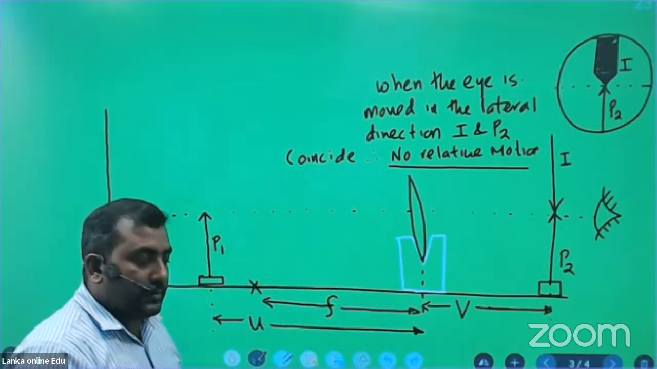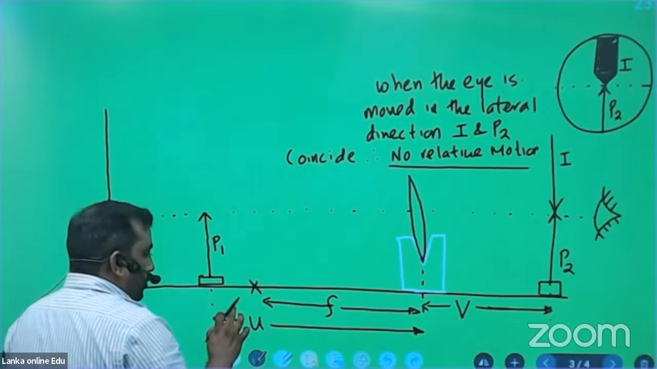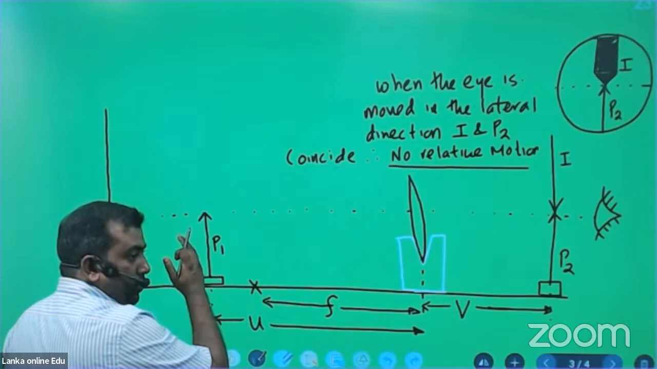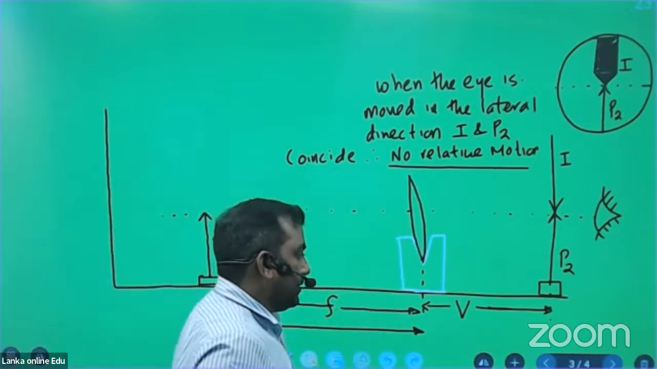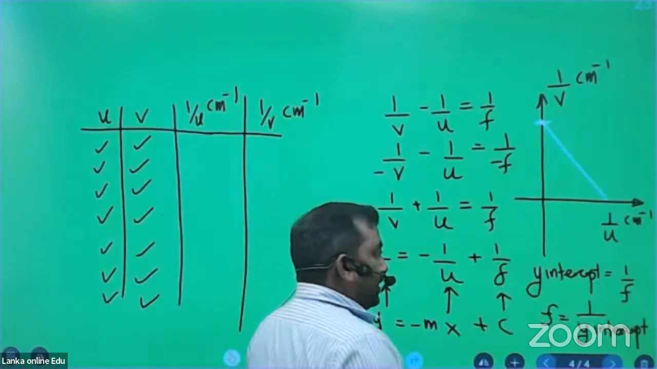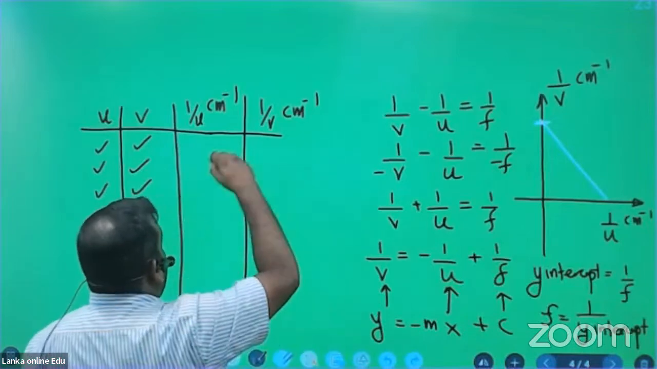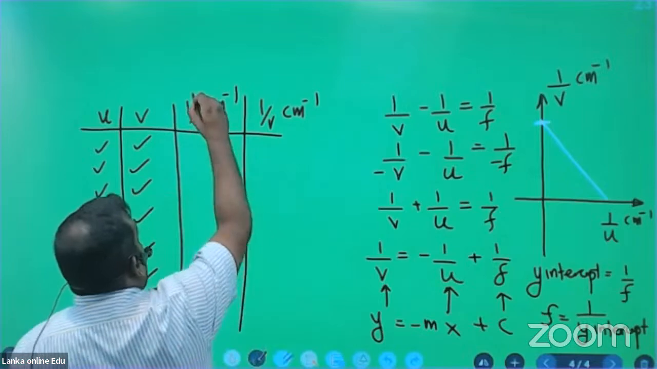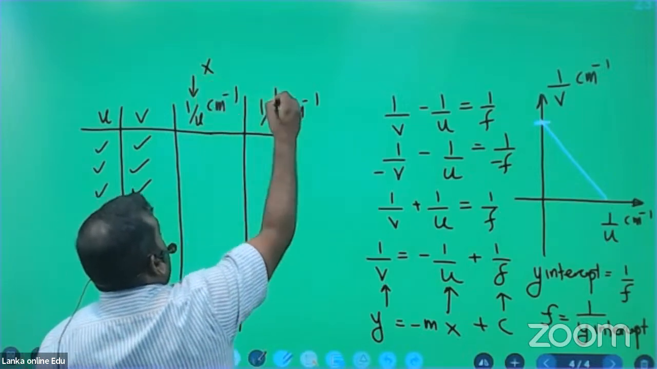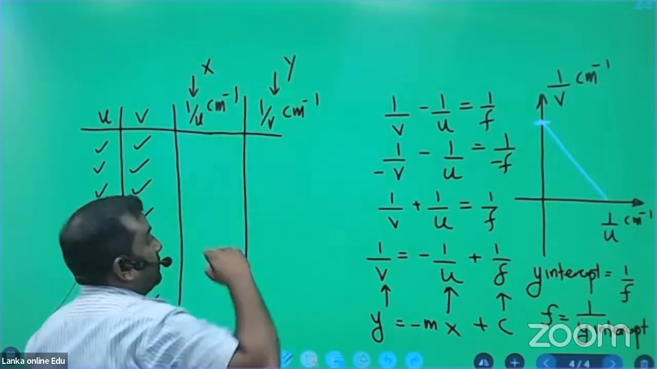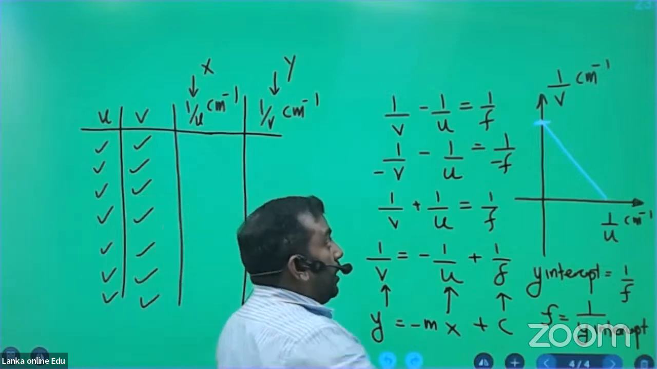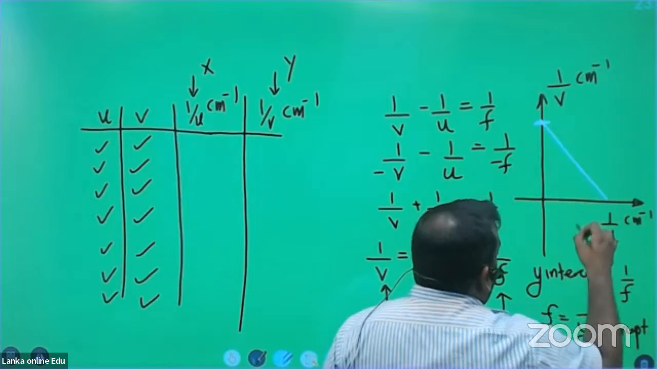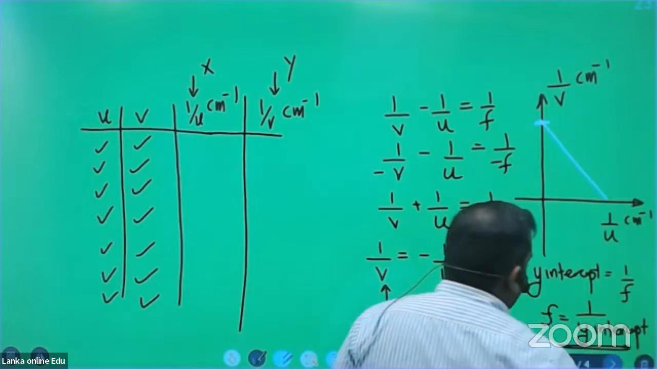Now like this, change the position of U. Measure V. Change the position of U. Measure V. Continuously do this. Plot a table. Measure 1 over U, 1 over V. 1 over U is your X. 1 over V is your Y. Plot 1 over V versus 1 over U graph. From the y-intercept, you can find the focal length.